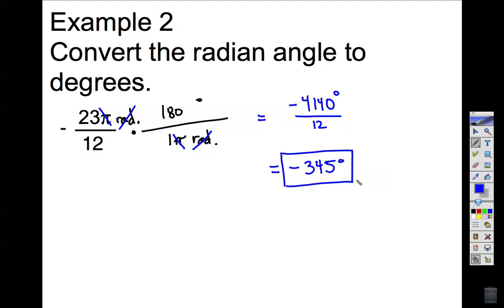So that's pretty much how you convert from radians to degrees using 180 degrees over pi radian. Or if you want to go from degrees to radians, we're going to use pi radian over 180 degrees.